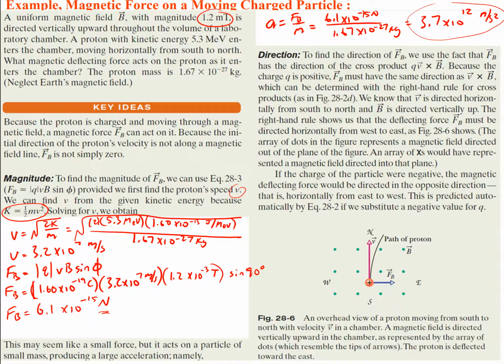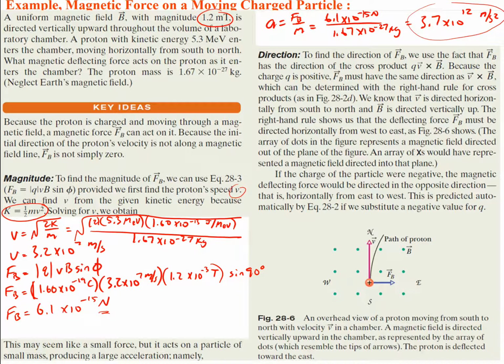Now we need to figure out the direction of this force. To find the direction of the magnetic force, we're going to use the fact that F_B has the direction of the cross product. Because the charge q is positive, F_B must have the same direction as v cross B. We don't have to worry about flipping the direction of the force, which can be determined with the right-hand rule for cross products. We know that v is directed horizontally from south to north, and B is directed vertically up.